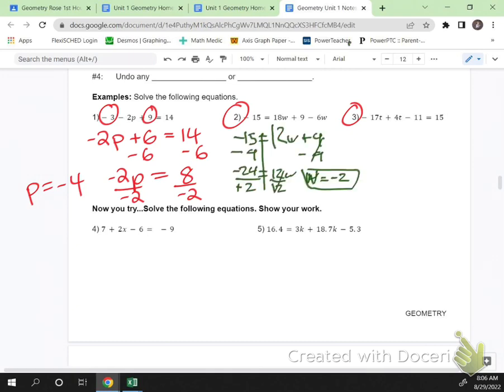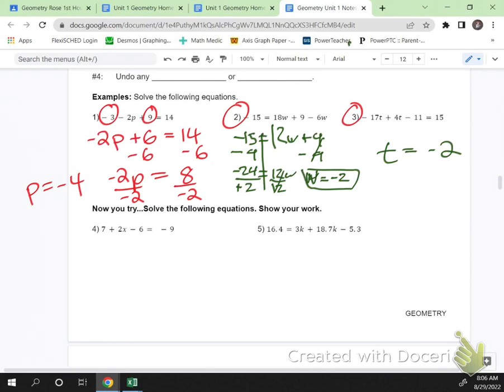Check your answer. Give me a thumbs up if you got that's negative 2. Yes? Sweet. Number 3. What do we get for number 3? Who can raise their hand and tell me? What'd you get, Michael? T equals negative 2. Give me a thumbs up if you got that for number 3. Fantastic. A lot of this is review, right?